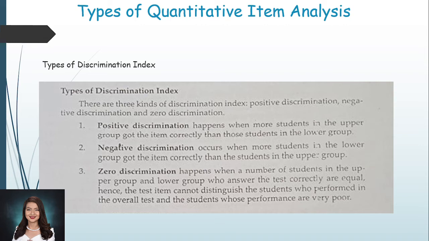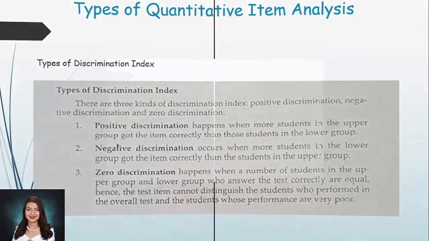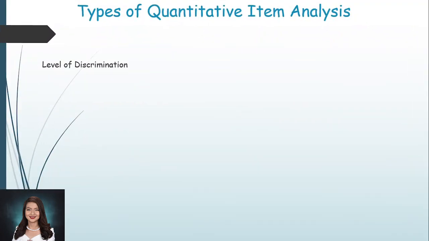The negative discrimination occurs when more students in the lower group get the item correctly than the students in the upper group, while the zero discrimination happens when the number of students in the upper group and lower group who answered the test correctly are equal. So you cannot distinguish the students who perform well in the overall test from the students whose performance is very poor. Next, let's proceed to the level of discrimination.